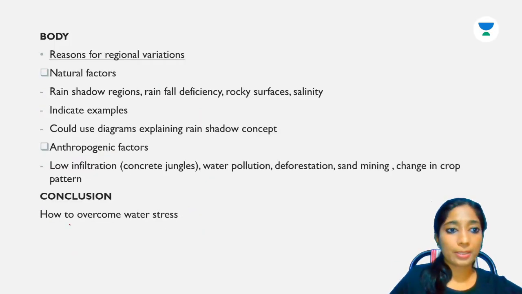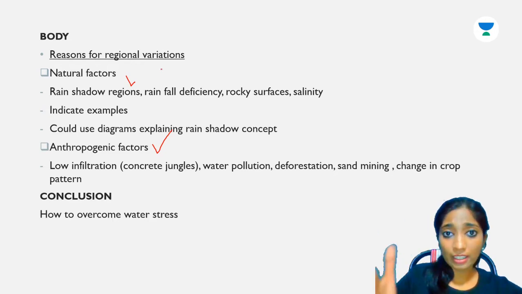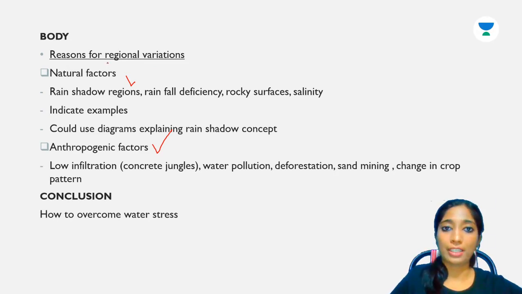Now comes the body part. They have asked about the reasons for the variations. So if this is a geography related question, you can go for natural factors and anthropogenic factors. If they are asking for reasons or factors in any question, you see how to differentiate it, how to structure that answer. So if it is a geography related question, as I earlier mentioned, you can go for natural factors and man-made factors.